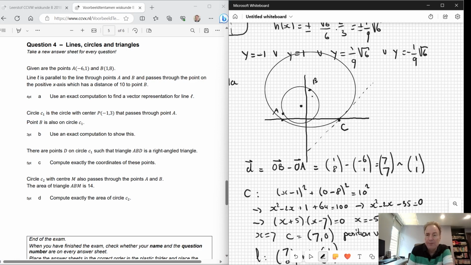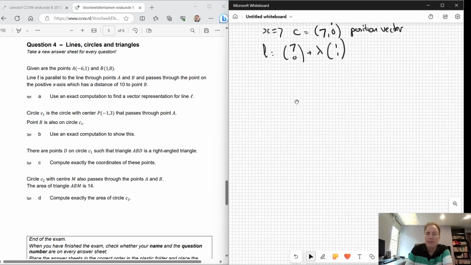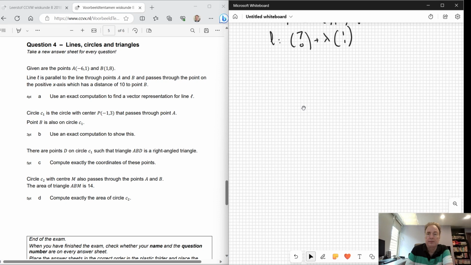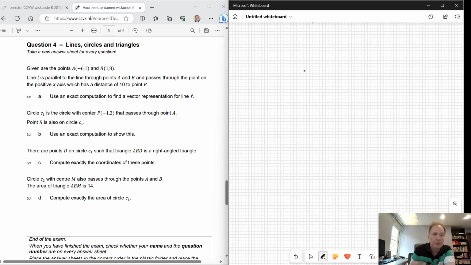Yeah, it looks, well, I didn't center it perfectly, but it looks like that B is indeed on the circle. Well, how do we actually prove that? Or was that 4C? Oh no, 4B, 4B.